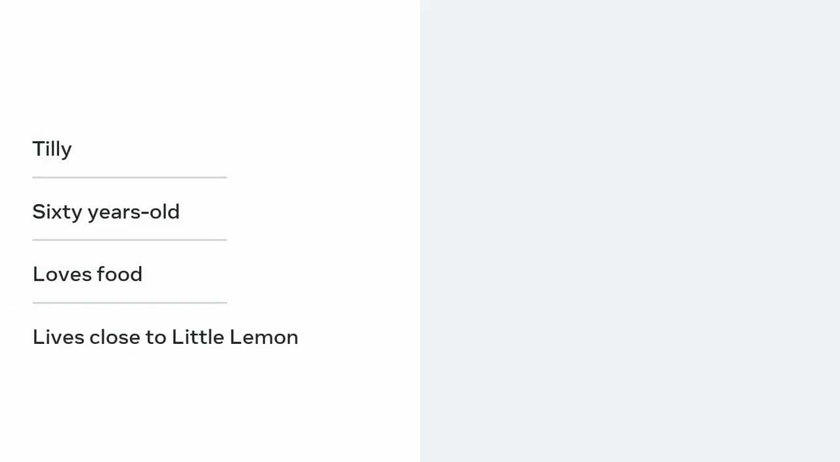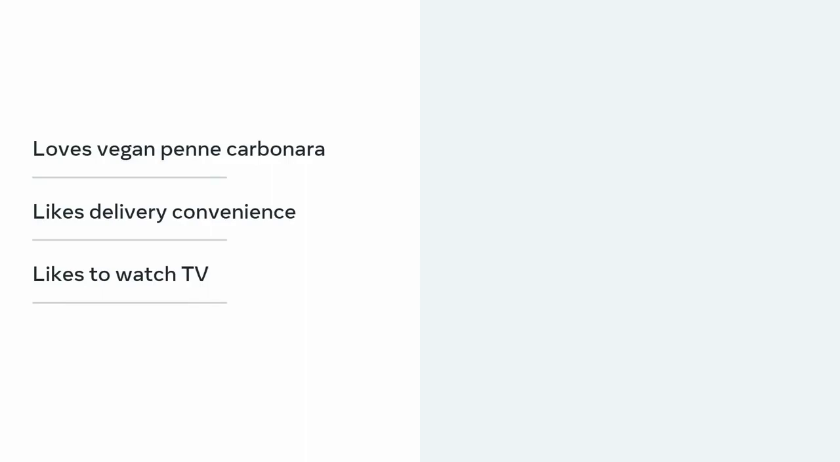Her name is Tilly. She is 60 years old and loves food. She lives close to the Little Lemon restaurant. She loves their vegan penne carbonara. She likes the convenience of ordering food for delivery so she can enjoy it at home while watching her favorite TV shows and movies. She orders for delivery from her phone. Tilly likes things that work. She doesn't mind spending extra money on a product that she knows will work.